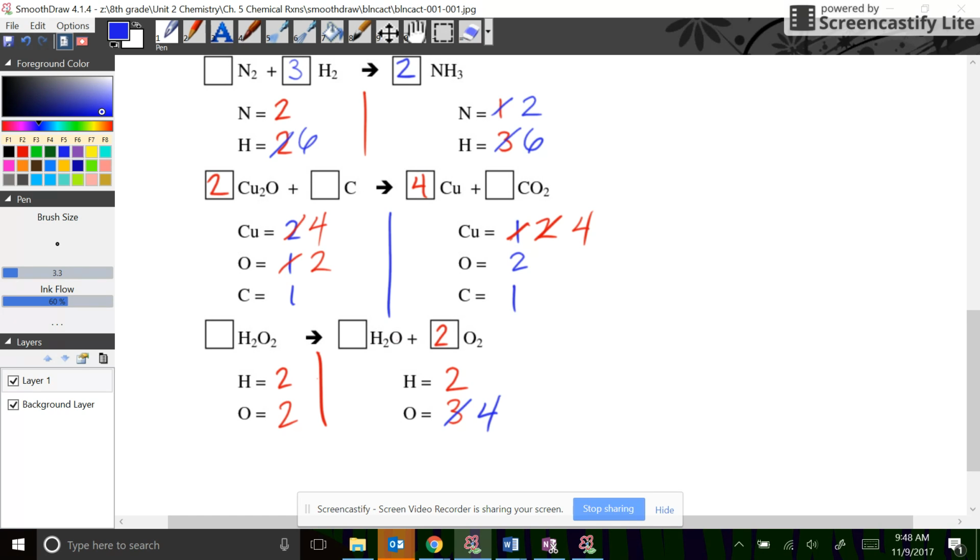What could I do to the other side? I could do a 2 here, and that will make this 4 and this 4. Now I take a look at it. Is that going to work? Well, maybe I have to put a 2 here, and that becomes 4, and then 2 oxygens plus 4 is 6. So that doesn't seem to work right there. So what I'm going to do is I'm going to go back, I'm going to erase, and I'm going to try something else.